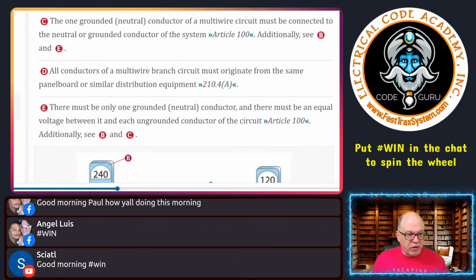Okay, so the first code reference, what's up, Skyattle? Okay, still not sure if I'm getting that right.